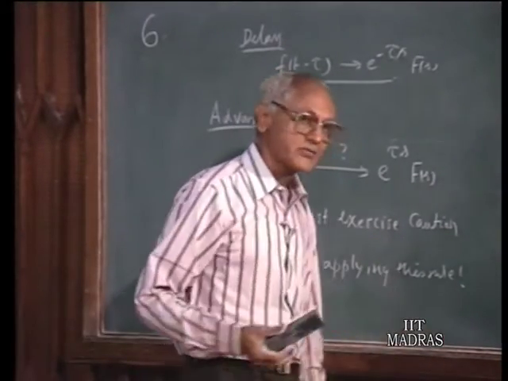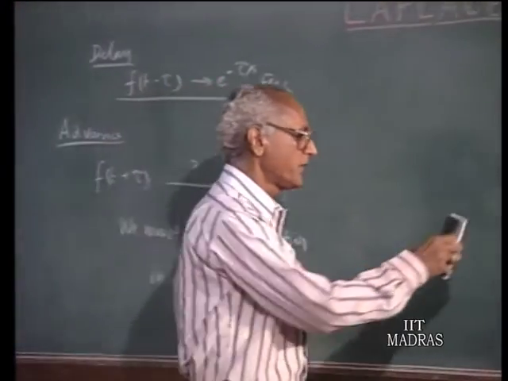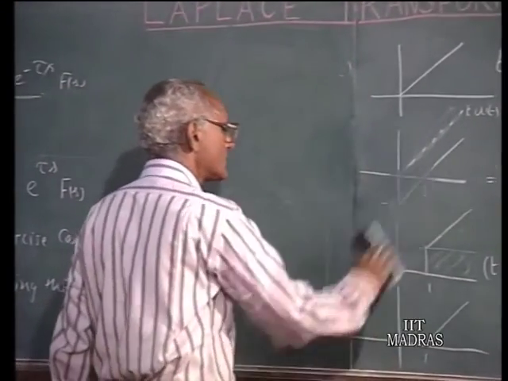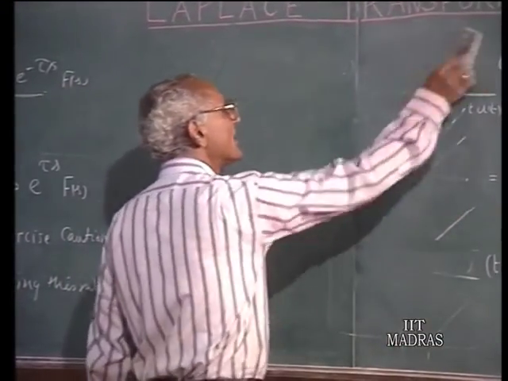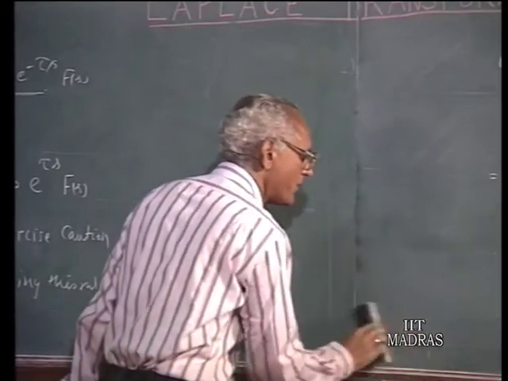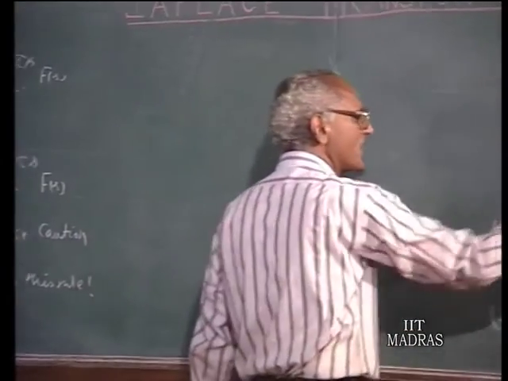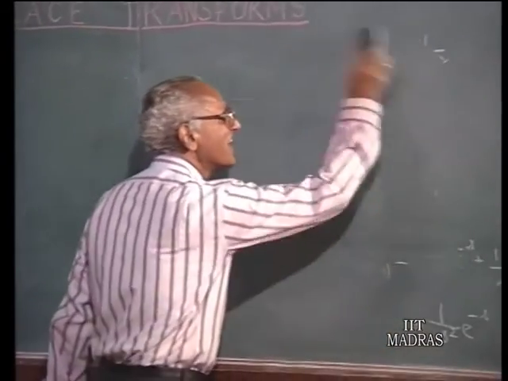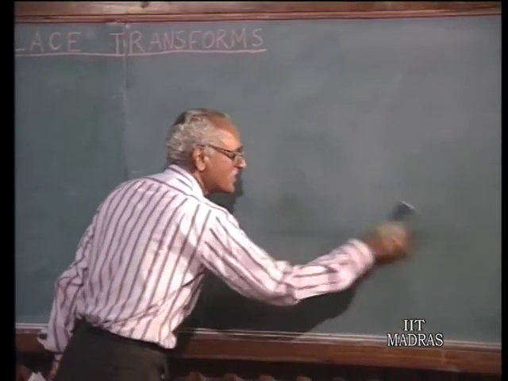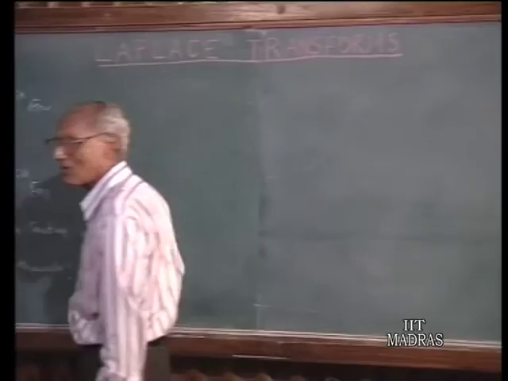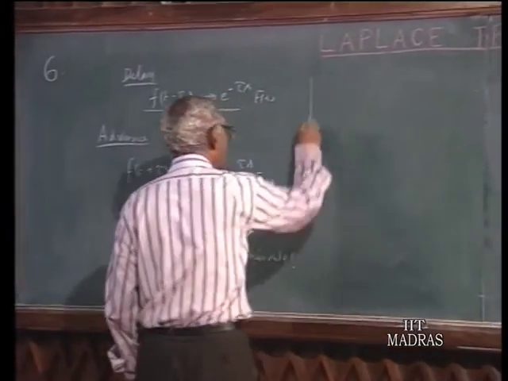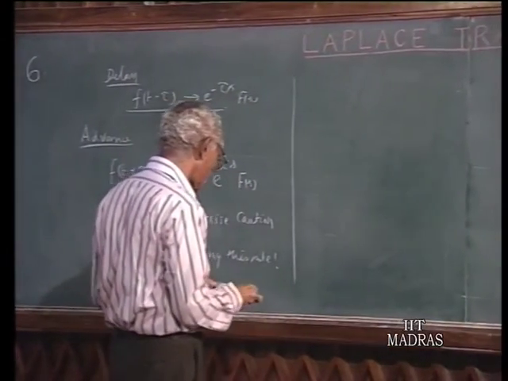As far as Fourier transforms are concerned, if you have a delay or advance by tau seconds, it is multiplied by e to the power of j omega tau or e to the power of minus j omega tau, as the case may be, without any difficulty, because Fourier transforms handle time functions which exist for negative values of time as well, but not Laplace transforms. So, let me illustrate this by means of an example.